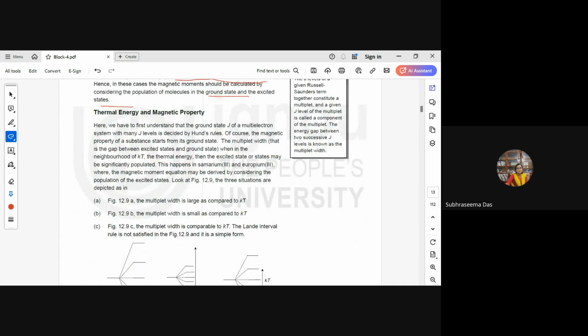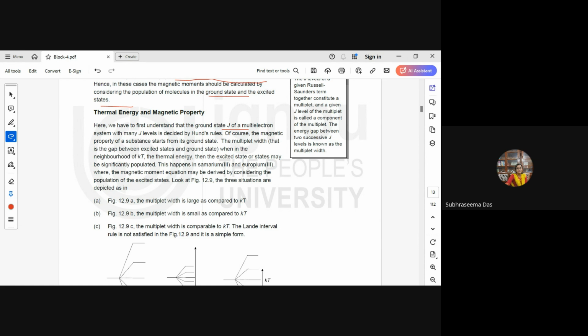Now first we have to understand thermal energy and magnetic property. The ground state J of a multi-electron system with many J is decided by Hund's rule. So for the magnetic property of a substance, we first consider the ground state. While calculating, it is always advisable to start from the ground state. The multiplet width is what we define as the gap between the ground state and the excited state. When it is in the neighborhood of kT, the thermal energy, the excited states are significantly populated.